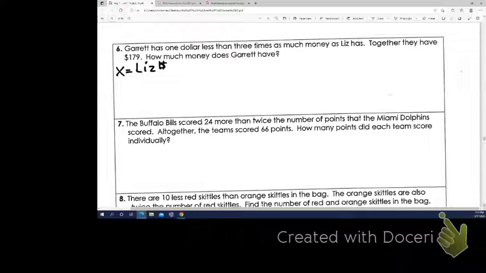So then Garrett has $1 less than, well, we know less than, turnaround phrase, so I'm going to take 1 away from 3 times Liz. So that Garrett's is 3x minus 1. That is Garrett's money. And then together they have $179. So that is not just Garrett's money. That's Liz plus Garrett. So we're back to adding those two expressions together.